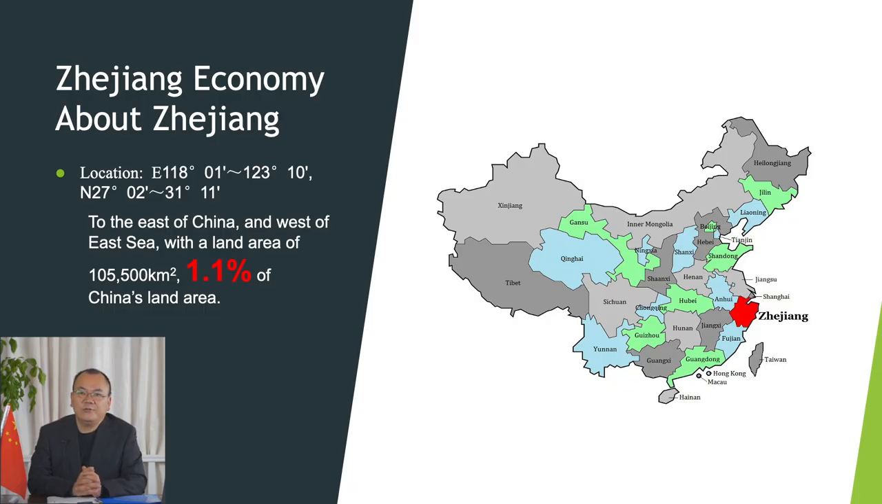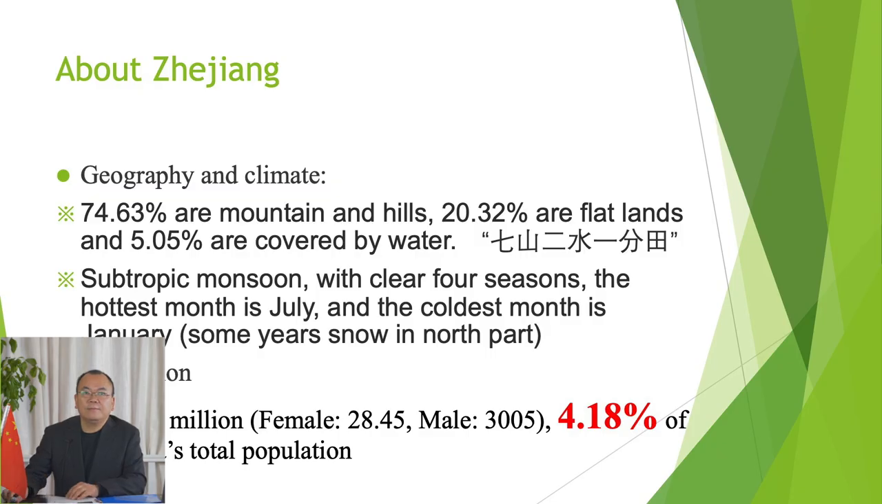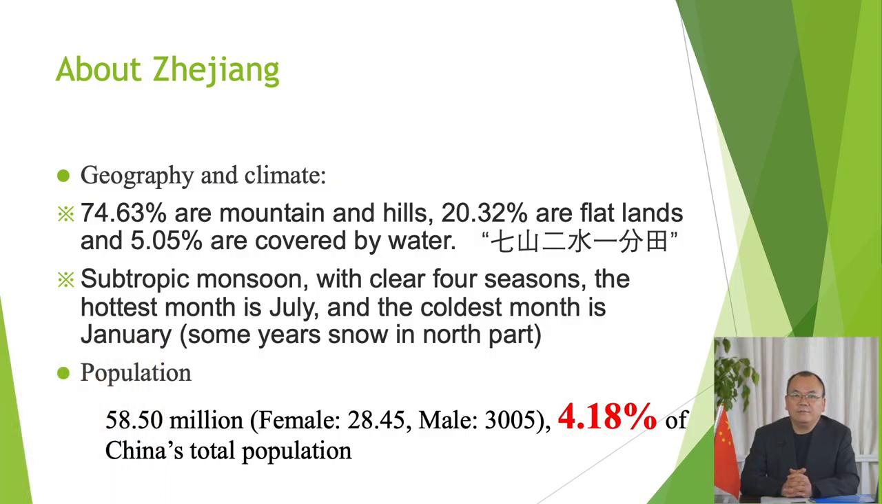In fact, besides the natural resources, since Zhejiang is located to the east of China, it's a coastal province. Since 1949, the central government has limited investment in Zhejiang province, especially in manufacturing and heavy industry, almost no central government investment. So remember this figure, 1.1%. It means an index of natural resources, and its geography and climate.